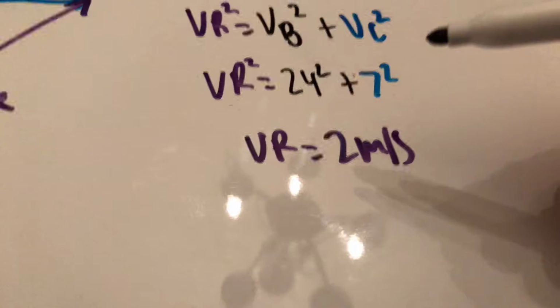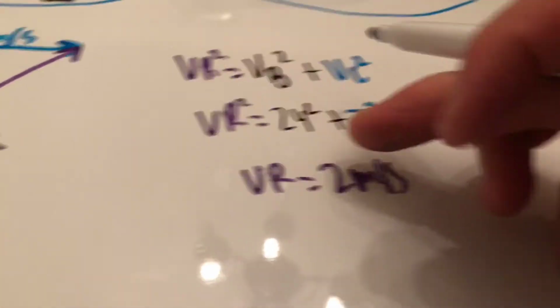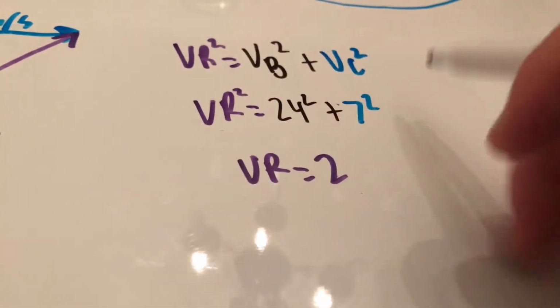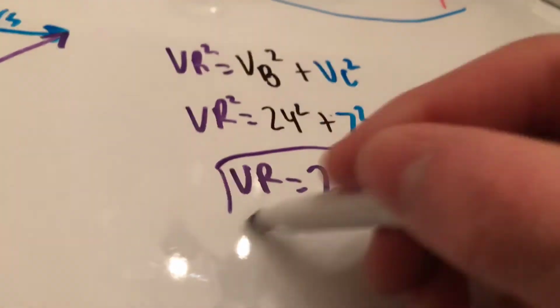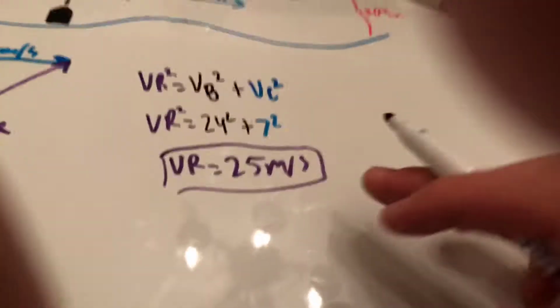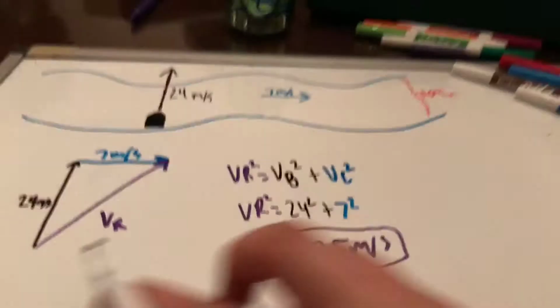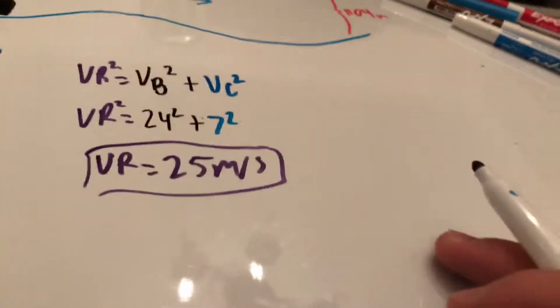Whoops, that's not 2 meters per second, it's 25 meters per second. So that's VR, that's the actual path that it would take.